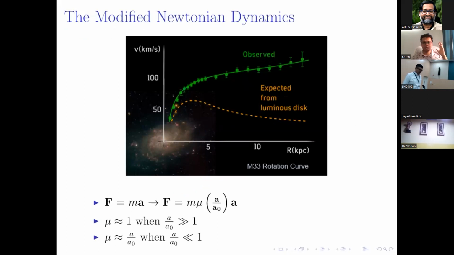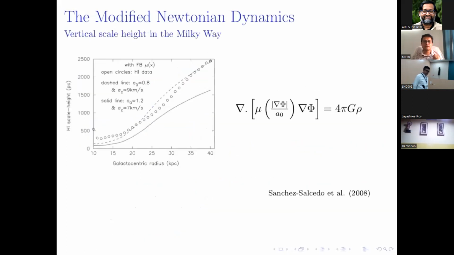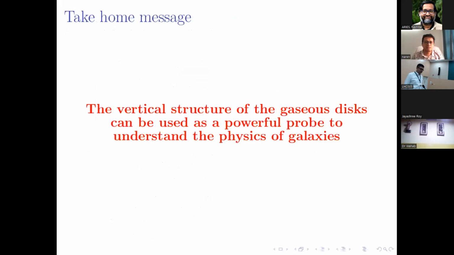MOND formalism or not. So the take-home message is that the vertical structure of the gaseous disk can be used as a powerful probe to understand several galaxy physics, as well as fundamental physics like the theory of dark matter or alternate gravity theories. So I will stop here and thank you.